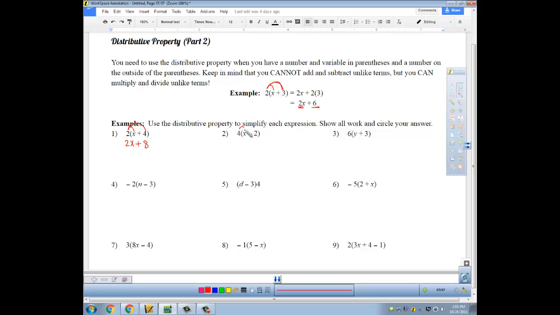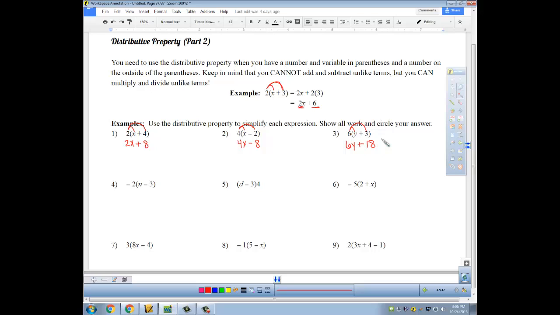Number 2, 4 times x is 4x. 4 times, remember this is a negative 2, so subtraction and negative, same thing. 4 times negative 2 is negative 8. Since it's negative 8, I write minus 8. Number 3, 6 times y is 6y. 6 times 3 is 18, so plus 18.